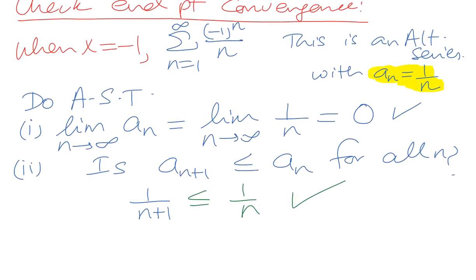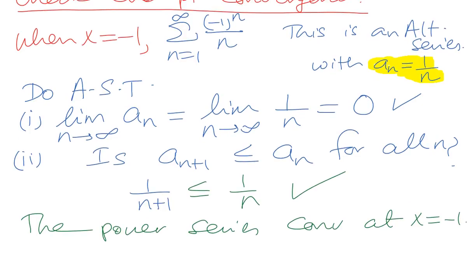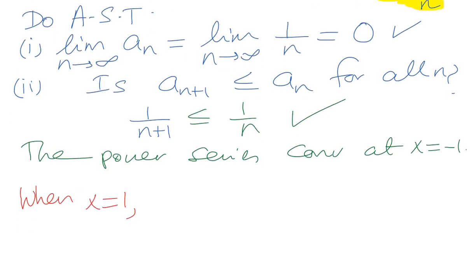So what do we know? So the power series converges at its left-hand endpoint, converges at x equals -1. But don't forget, we must now check the right-hand endpoint. Okay? Next, when x is 1. Okay, when x is 1, go to the original series, guys, and replace x by 1. So 1 to the power n over n.